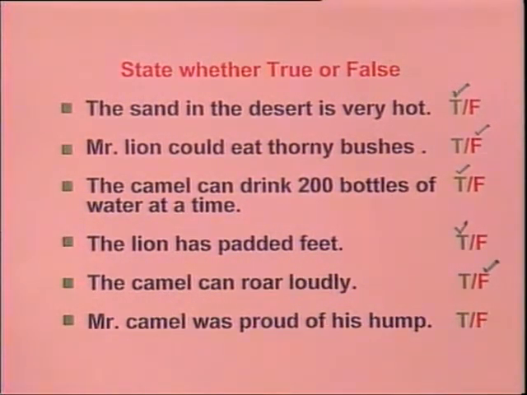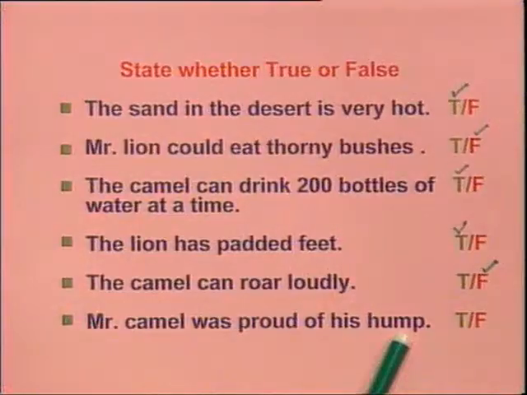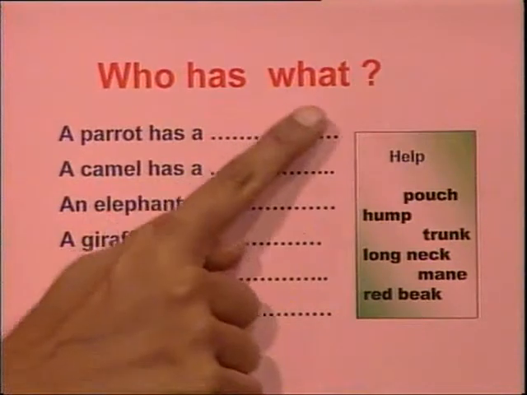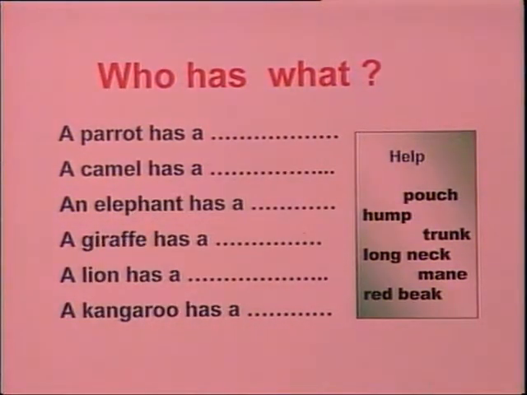Last sentence. Mr. Camel was proud of his hump. Was he? Yes, he was very proud of his hump. So this sentence is true. This goes a tick mark. This was the first exercise. Let's do another one of a different type. Who has what? Here you see a few sentences. You have to fill in the blanks given in the sentences.